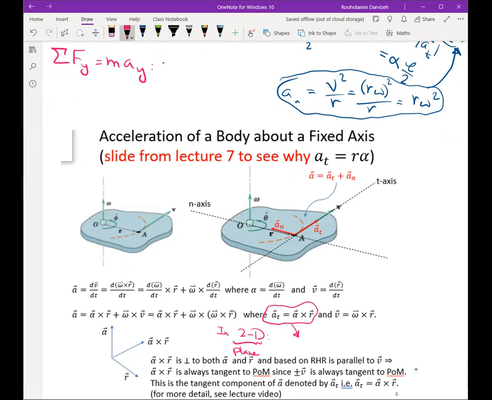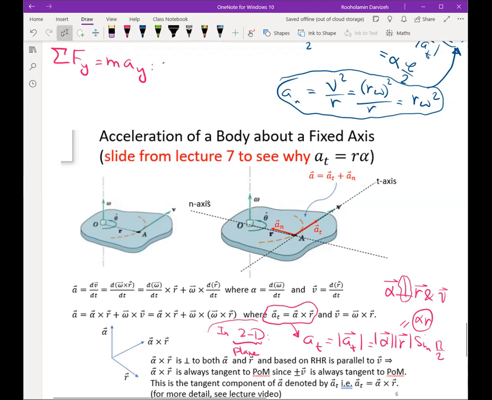Alpha is always perpendicular to the plane of R and V. Then the magnitude of AT is the magnitude of alpha times the magnitude of R. What's the sine between them if they are perpendicular? 90. Then it equals alpha R. That's why AT is equal to alpha R. Is it clear now? But again, it's only true because in this case alpha is always perpendicular to R.